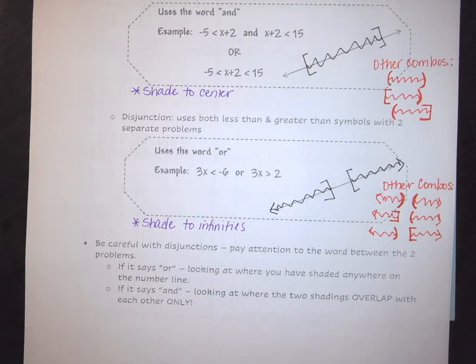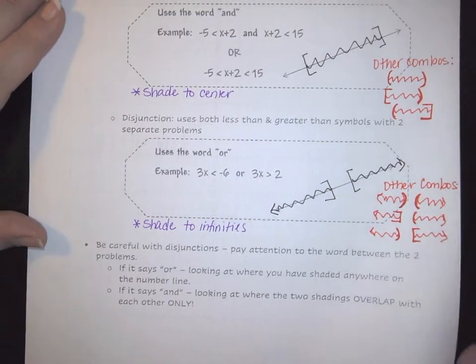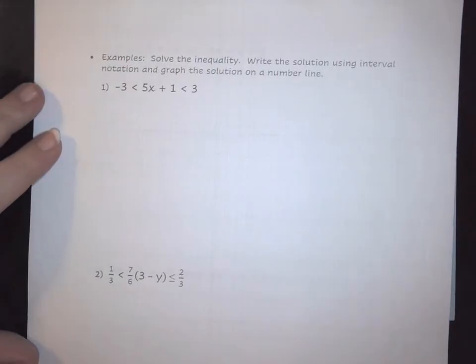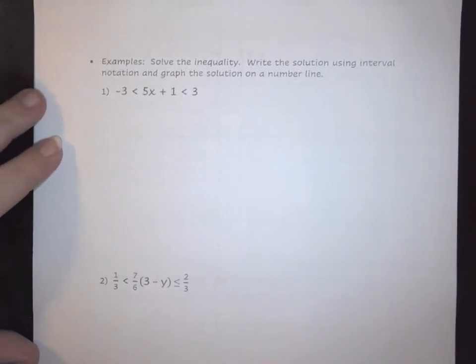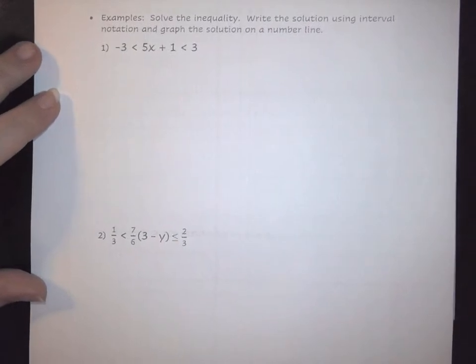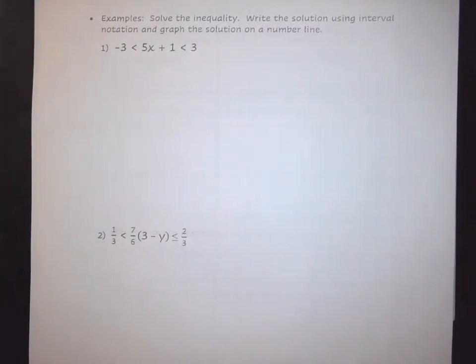So what we're going to do is look at 4 different examples here, all of which are going to be shading in different ways, and we're going to look at the differences between a conjunction and a disjunction, especially in the makeup of the problem. So let's take a look at our first one here. We need to solve the inequality, write the solution using interval notation, and graph it on a number line, just like any other inequality problem.